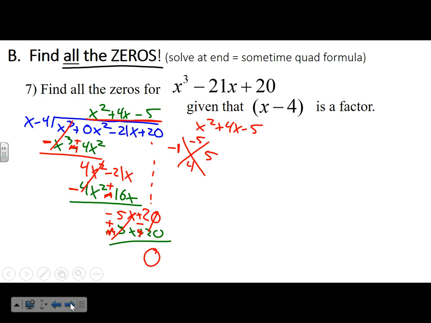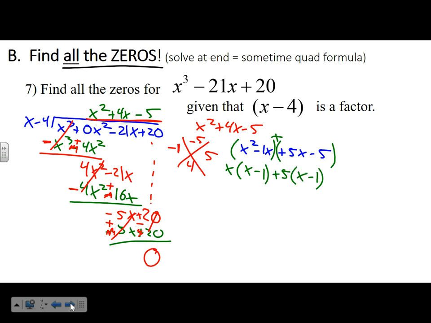So I'm not going to take the shortcut, just to remind you guys how to do that. We have our first number and our last number. Our middle numbers are negative 1x and 5x. That's from our x factoring. Then we have factor by grouping. This first one I can take out an x. That leaves x minus 1. The next one I can take out a 5. That leaves x minus 1. So you end up getting x minus 1 times x plus 5.